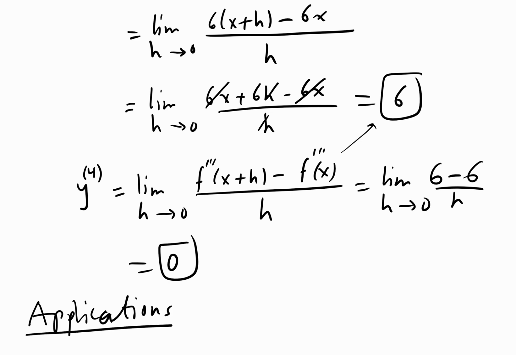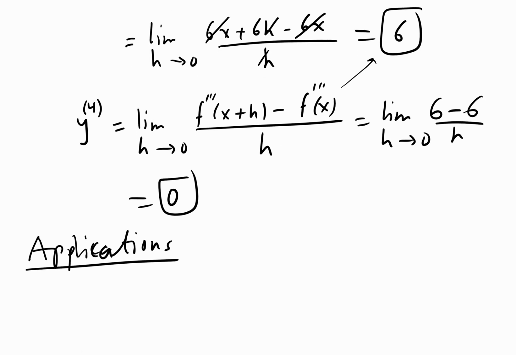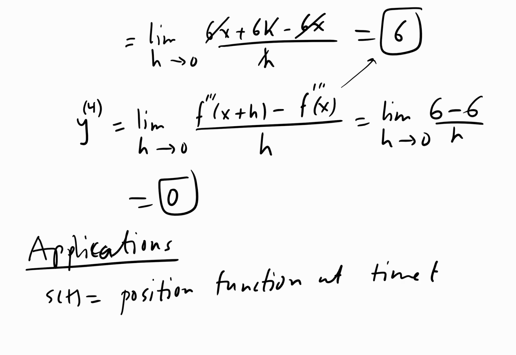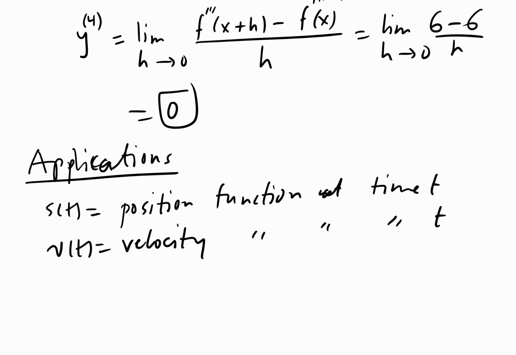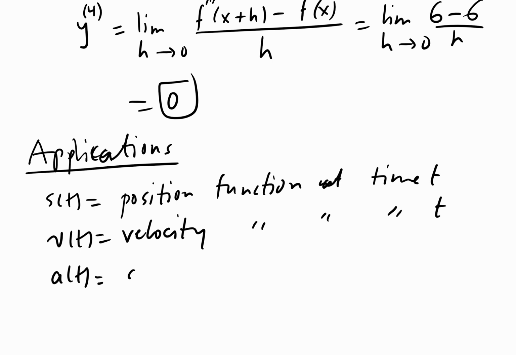We're going to look at some applications. We first recall and introduce this. S of t represents the position function at time t. That's what S of t is going to be. V of t is going to be the velocity function at time t. A of t is the acceleration function at time t.